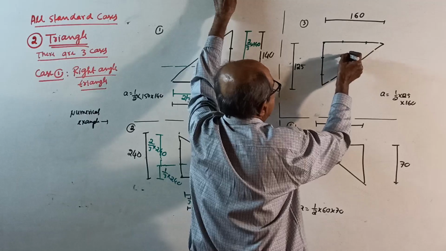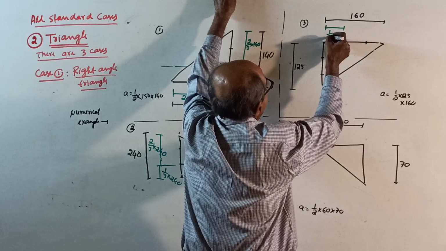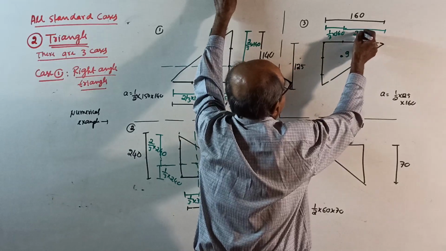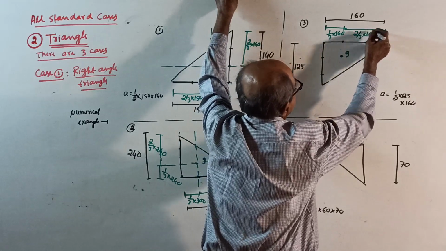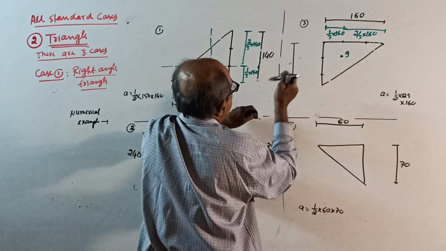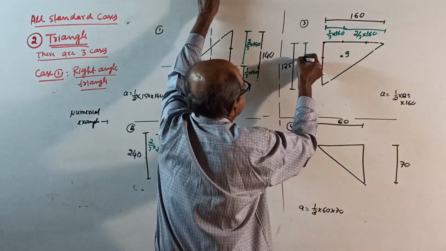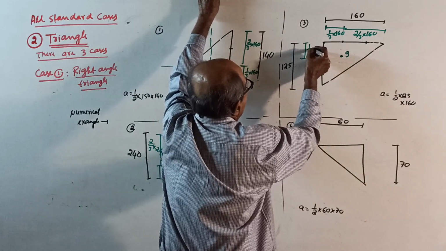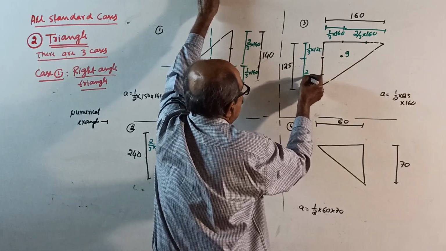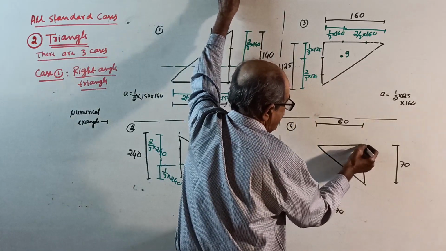First, centroid G. This is 1 by 3 of 160. This is 2 by 3 of 125. If it is not visible properly, I am pronouncing it so that there is no confusion. 125, come this side. Here, this is the smaller distance, 1 by 3 of 125. This is 2 by 3 of 125. Okay, here, 90 degree here.